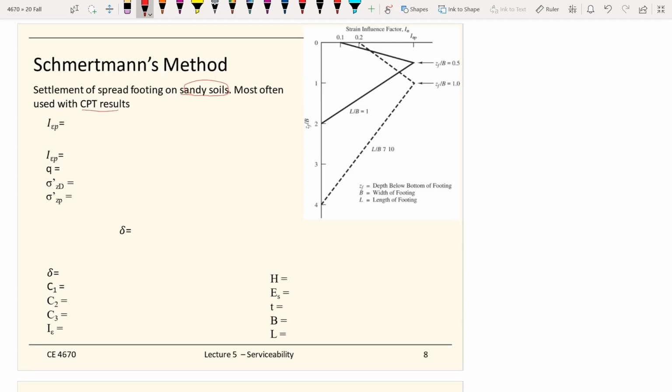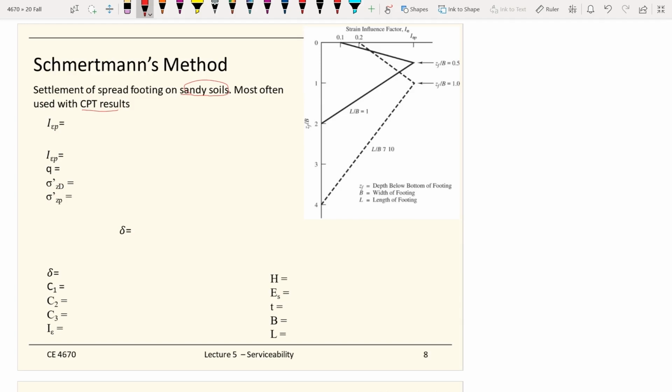So if you have a sand site that you need to design for, and immediate settlement is very critical, you should keep it in the back of your mind before you do any design, or even before your geotechnical investigation program. Since this is a sand site and the immediate settlement is critical, you better have some CPT measurements. After you have your CPT measurements, it will work really well for this Schmertmann method.